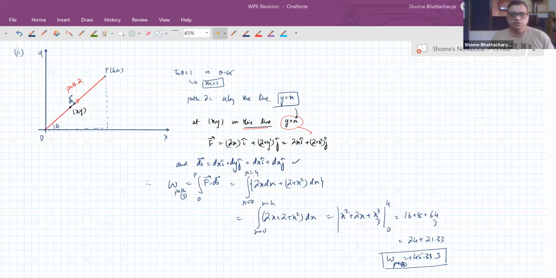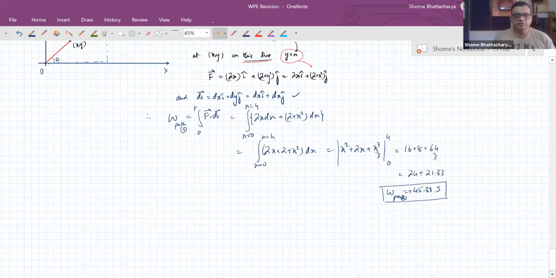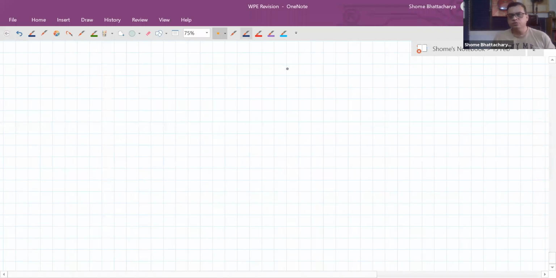Okay, so let's come to the third part where we have to show that the work done is independent of path. So this is where the question gets very interesting. So the nature of the force is such that even though it's variable, we'll be able to demonstrate that the work done is independent of path between any two given points.